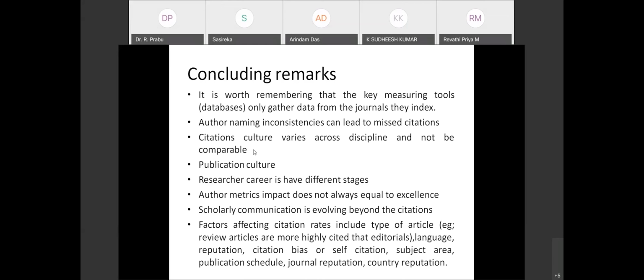So there is some criticism. And scholarly communication is evolving beyond the citation. So scholarly communication is developing beyond the citation.